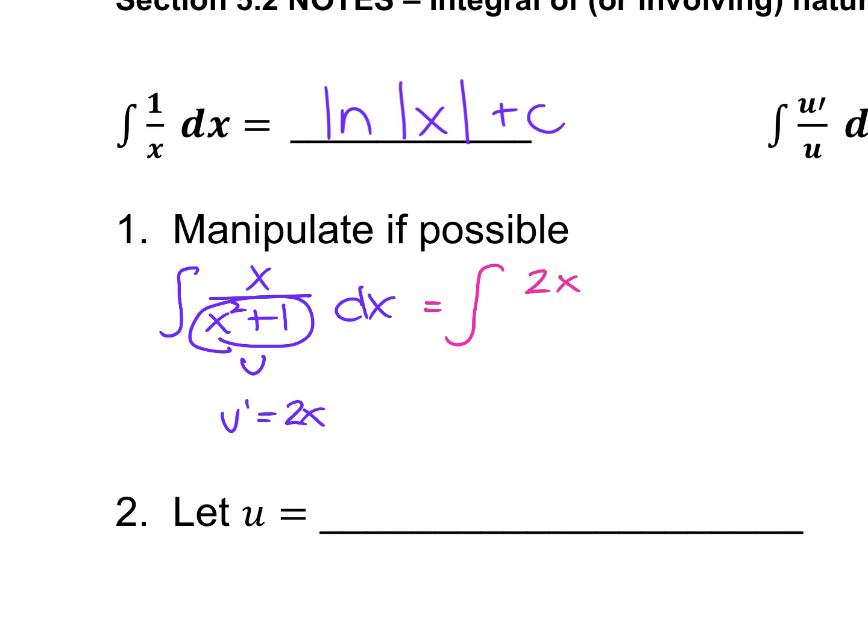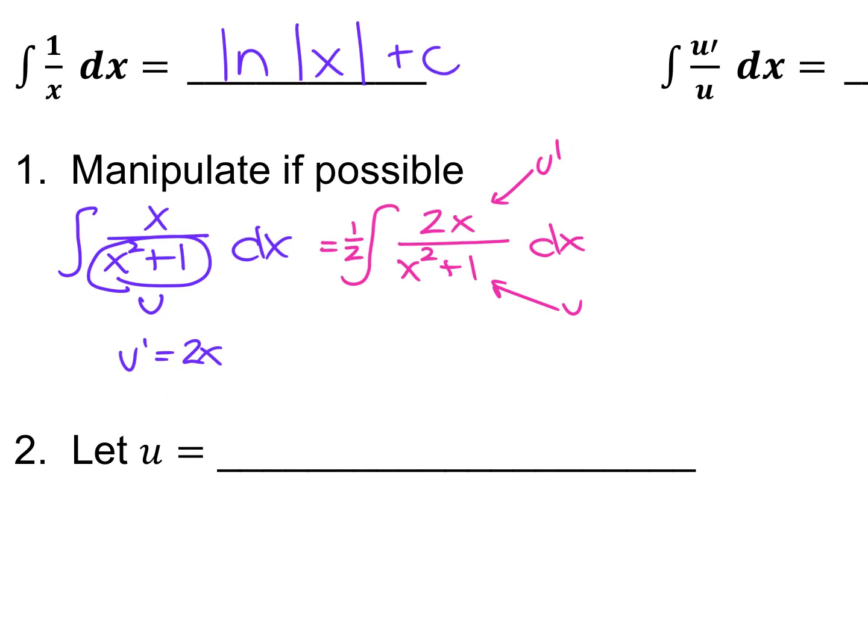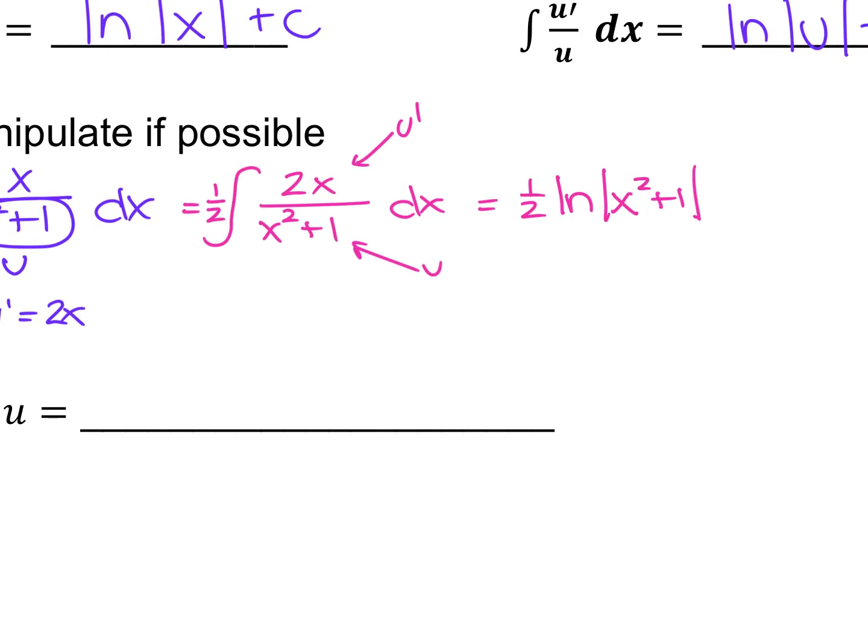Let's just say I multiplied it by 2 up there to make it be exactly what I want, u prime over u. I can balance that by multiplying by a 1/2 out front, because that 1/2 and that 2 would really cancel each other out. So it's really like you're not doing anything at all. Once I do that, now I can truly see my u prime over my u, and I can integrate this. So the integral of u prime over u is going to be the ln of u, or x squared plus 1.